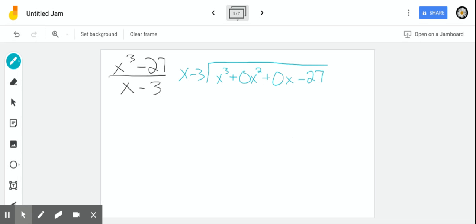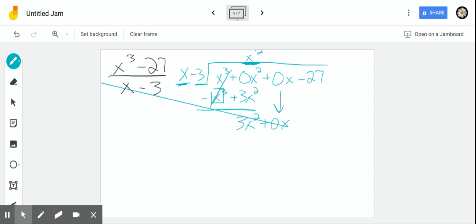Hopefully you did that. Hopefully you paused the video. So here's the answer. You're trying to get an x cubed. So what times x gives you x cubed? Should be an x squared. So x squared times x is x cubed. X squared times negative 3 is negative 3x squared. Draw the line, change the signs, and you get 3x squared, and we drop the 0x.